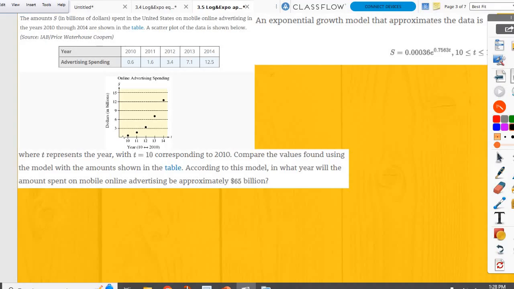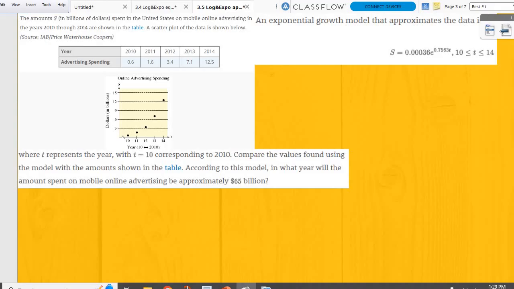So here we have the amount S in billions of dollars spent in the United States on mobile online advertising in the year 2010 through 2014, shown in the table. So just by reading that, we're talking about S, which is money spent, and they give us a restriction on our year. So which of our models would we be looking at? Yeah. So we're talking about money or expense, and then I'm restricting it to only a certain amount of time. So it is an exponential growth, which is given to us over here.